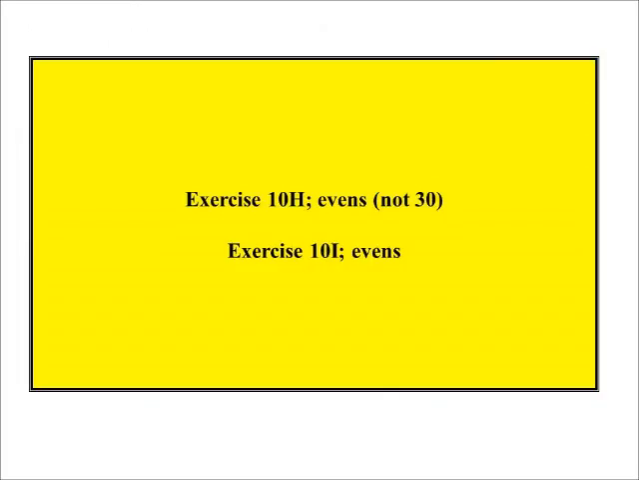Okay, 10 evens, but don't do 30. That would be slack, setting all of the evens. So we won't do 30. And then 10 odds would do the evens as well. See, how nice am I to you? I'm not making you do 30.